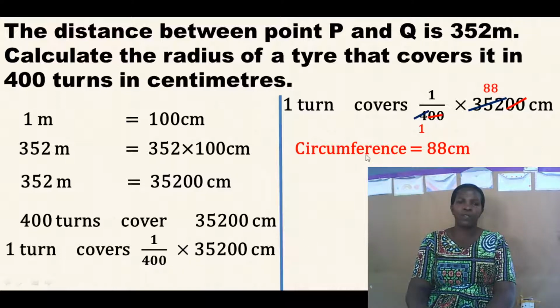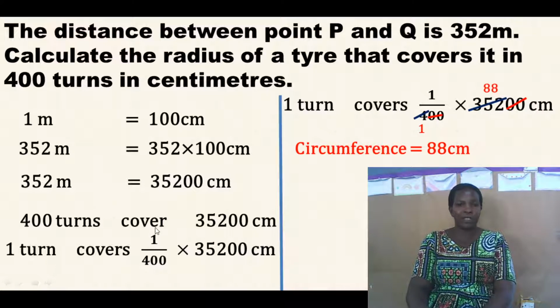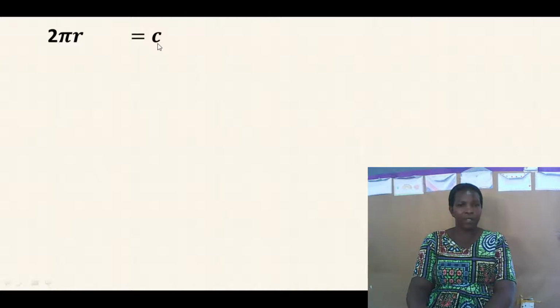This is looking for circumference using proportions. But remember, in the question, they want us to calculate the radius of the tire. Borrowing knowledge from the previous lessons we've looked at, we shall try our level best to look for the radius. And how do we get the radius of the tire? We shall look at it as 2 pi r is equal to circumference. We've managed to get the circumference as 88 centimeters.